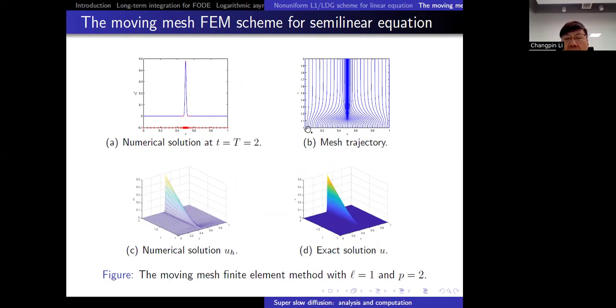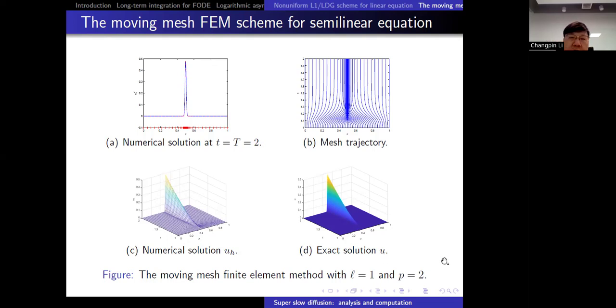The total masses are the same, but the interior nodes are in different positions. You can see here the time layer and the nodes. This is the numerical solution. This is the exact solution.